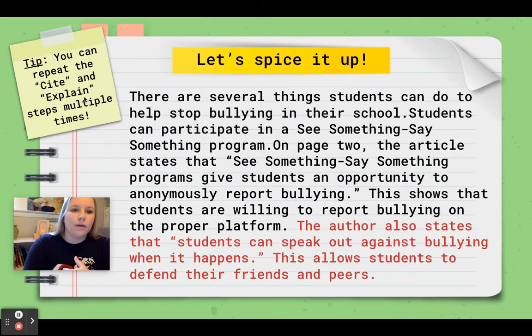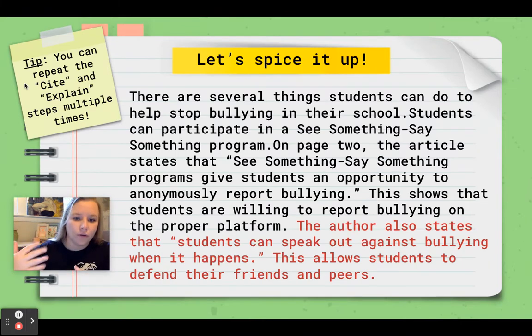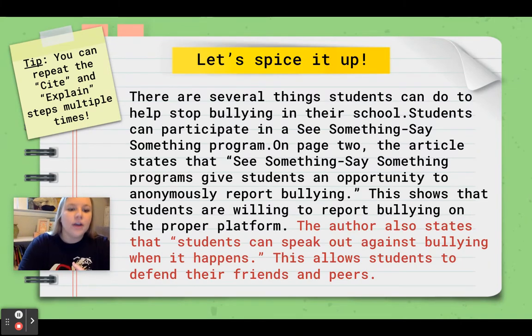Well, you are going to repeat the cite and explain steps multiple times. So you can cite multiple quotes and cite multiple sources and explain them to give your paragraph more meat. So this red part at the end, we cited another quote and we explained another quote. The author also states that, quote, students can speak out against bullying when it happens, end quote. This allows students to defend their friends and peers.